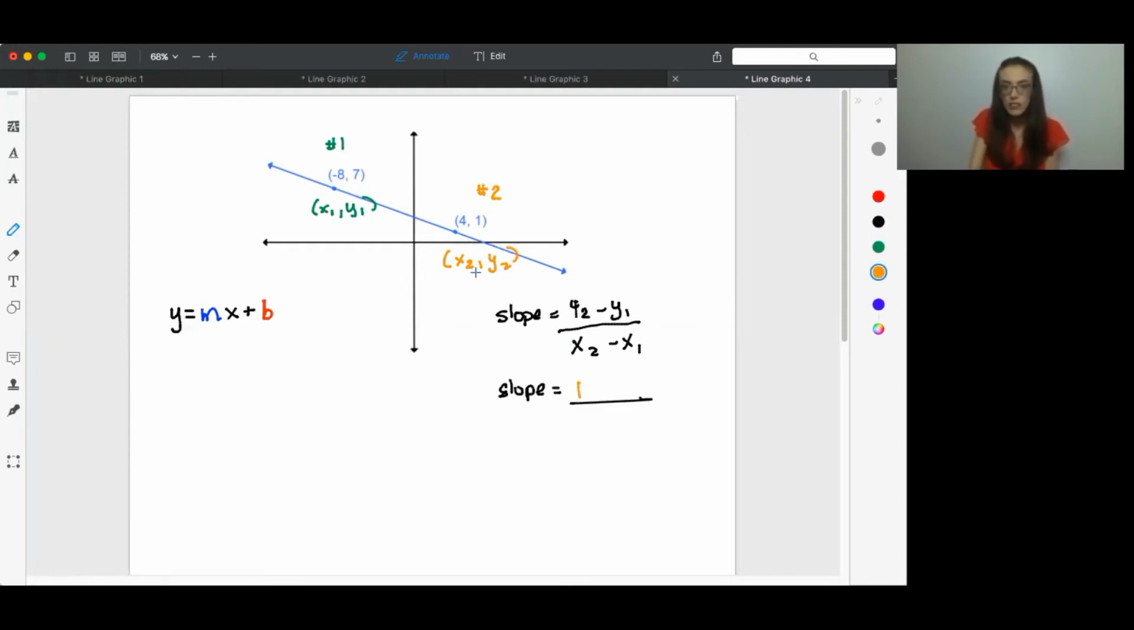Our x2, which we find here, is equal to 4. So we'll put that right on the bottom of the equation. Let's remember it's minus and minus on both. And let's try over to our first point. Our y1 is 7. And our x1 is negative 8.